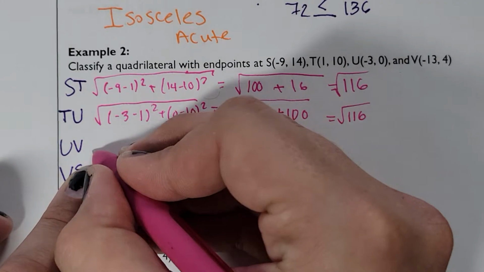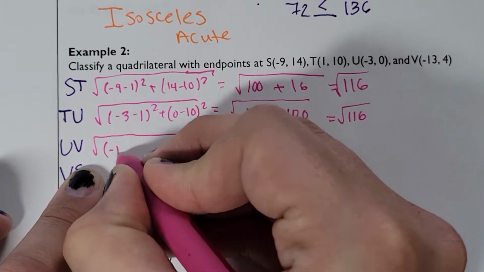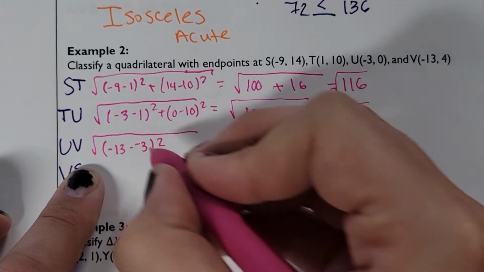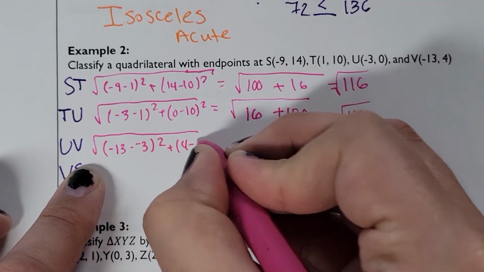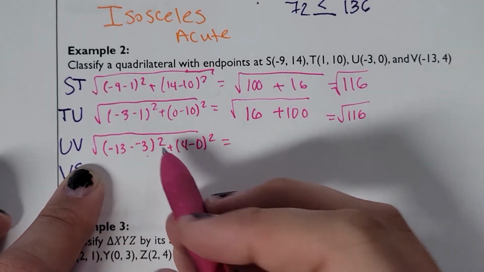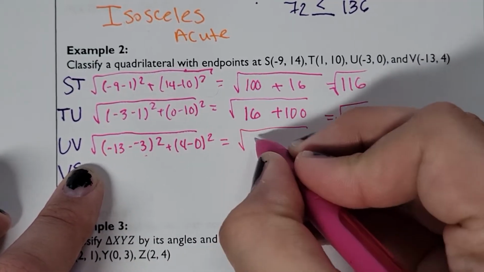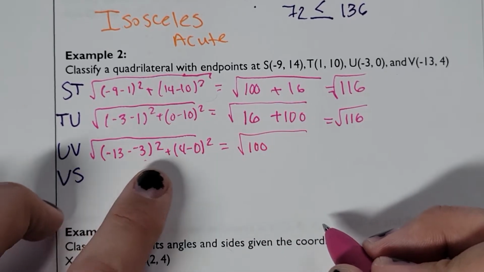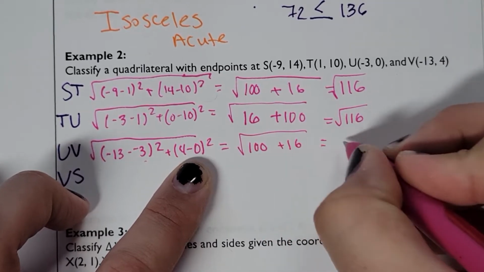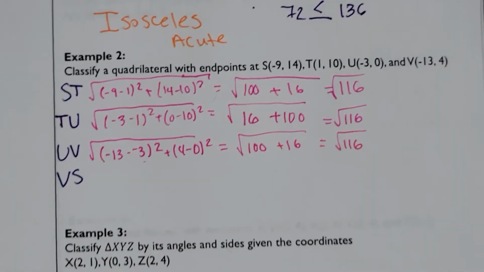-13 minus -3 for x2 minus x1 squared, plus 4 minus 0 squared. So this is going to be plus 3. So -13 plus 3 is -10. -10 squared is 100. And here I've got 4 minus 0, which is going to be 4. 4 squared is 16. Another square root of 116.